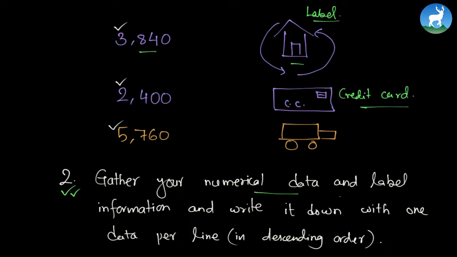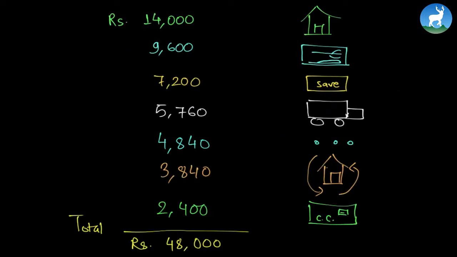Right, you're going to gather your numerical data first. After that, you're going to label them. And finally, you're going to write one data per line. And it is good if you write in descending order. So we prefer descending order. Let me show you how that is done. Right, this is step 2. This is what we will do in step number 2.